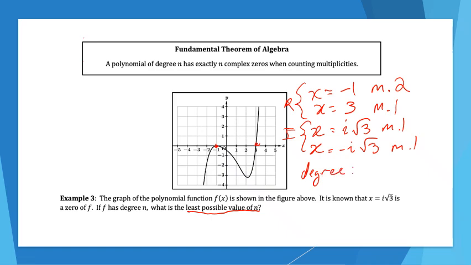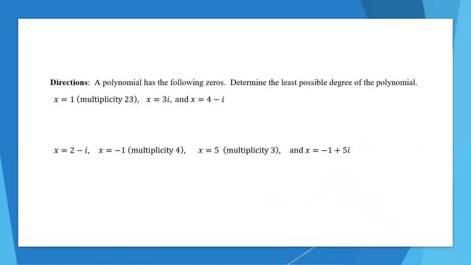We're looking for the degree of the polynomial, and this is the fundamental theorem of algebra, saying we can sum up all of these numbers to get our degree. So 2 plus 3 ones is 2 plus 3. This is 5. So 5 is our least possible value of n, which is just the degree. All right, so let's try these two. Pause the video now and work through these if you haven't yet, because I'm about to go over the answers.